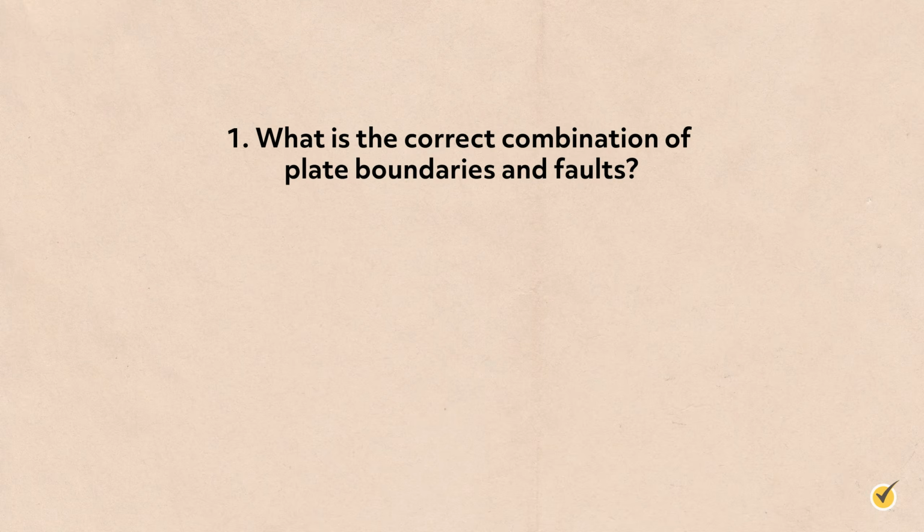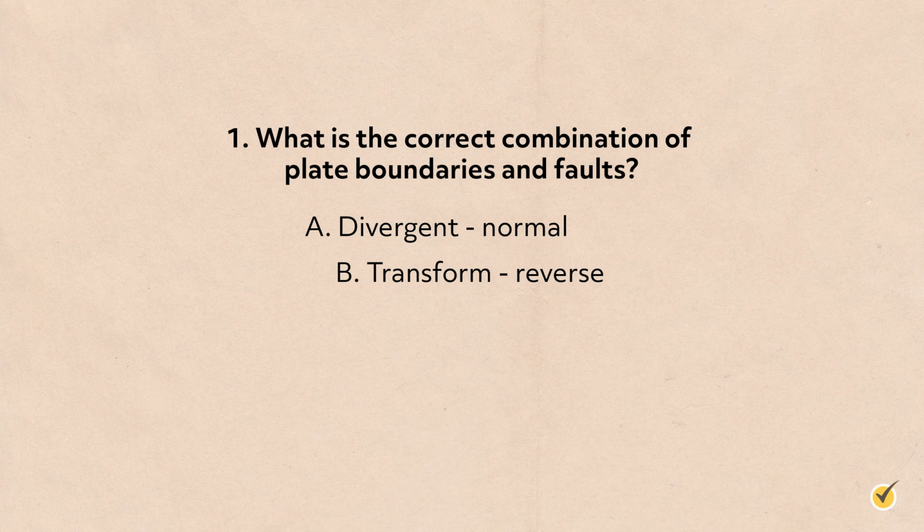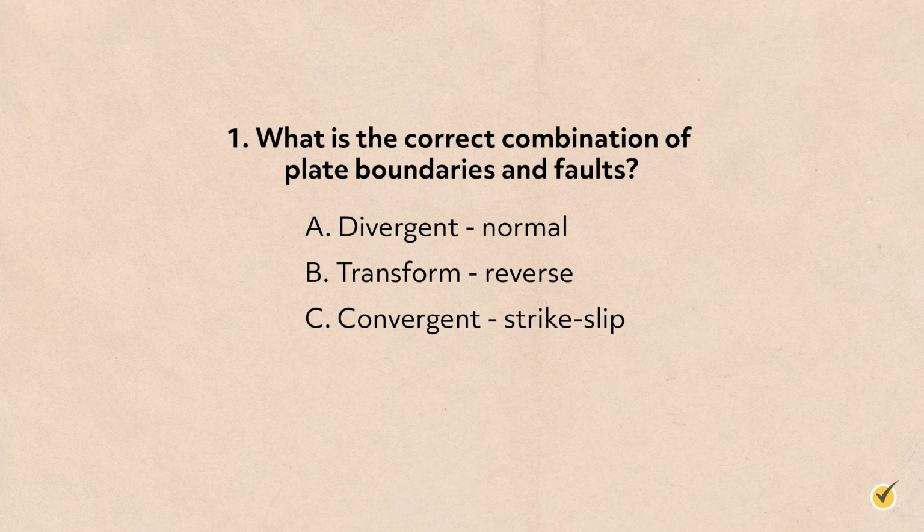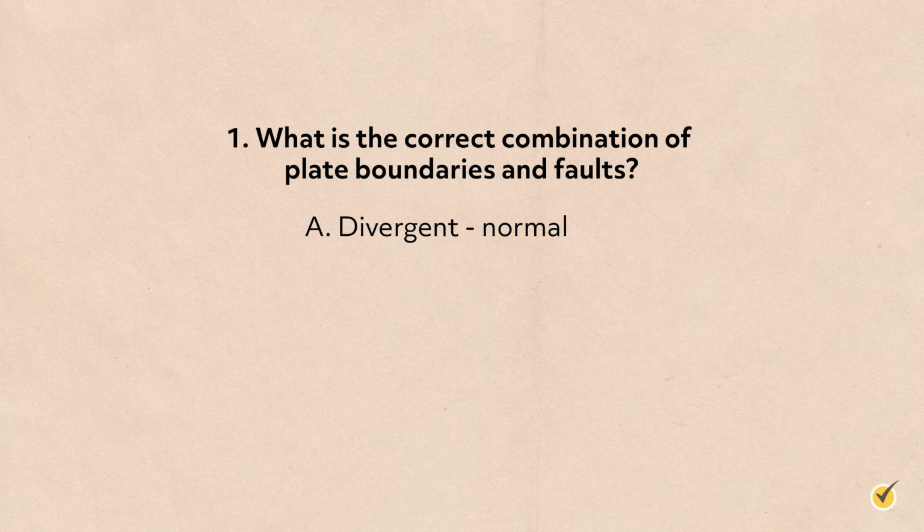Okay, that was a ton of information, so let's go over a few questions to make sure you remember it all. Number 1, what is the correct combination of plate boundaries and faults? A, divergent, normal, B, transform, reverse, or C, convergent, strike slip? The correct answer is A, divergent, normal. At a transform plate boundary, you will have strike slip faults, and at a convergent plate boundary, you will have a reverse or thrust fault.